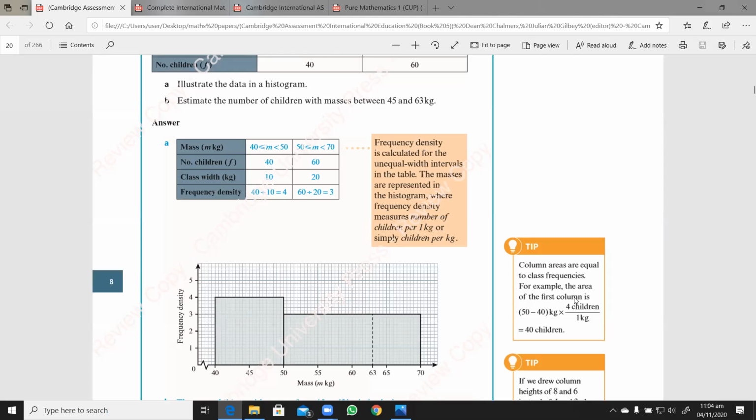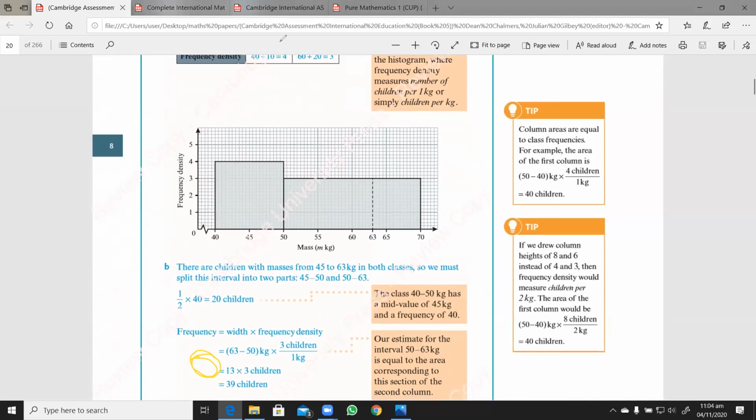So can I keep the frequency here on the vertical axis? No, because the class widths are different. He has taken the class widths as well. So then we have calculated the frequency density, and that is how you will have your histogram. You can see here the jagged line drawn to show that this part is out of the scale.